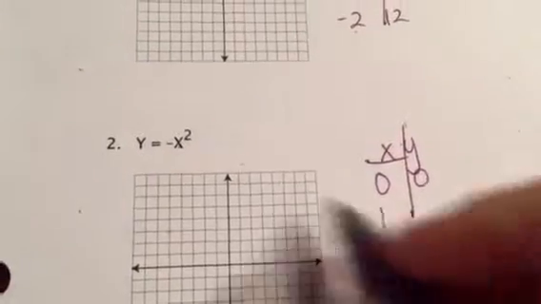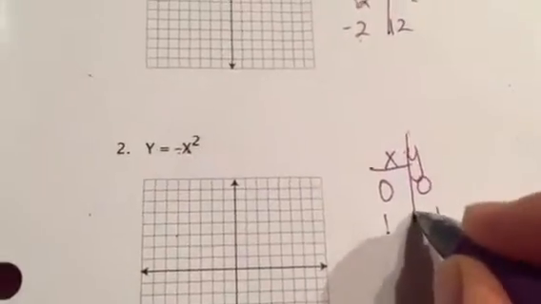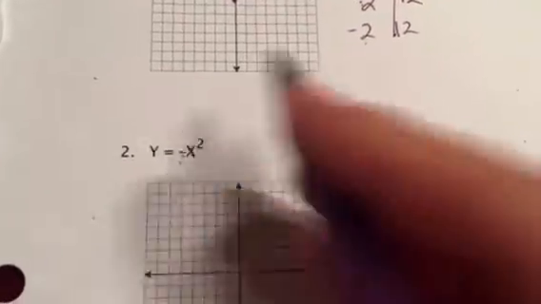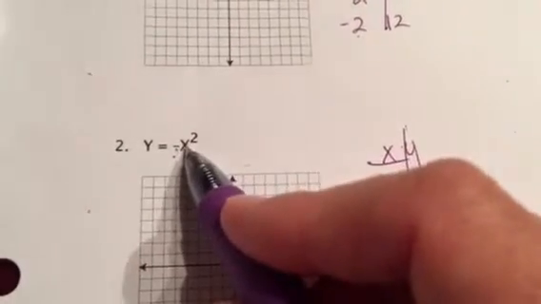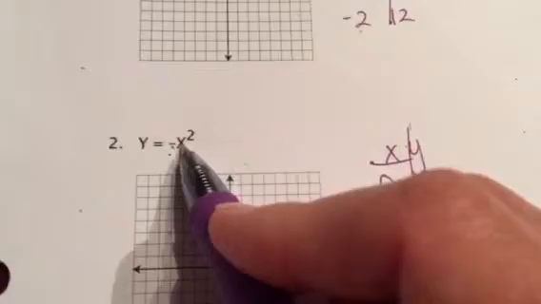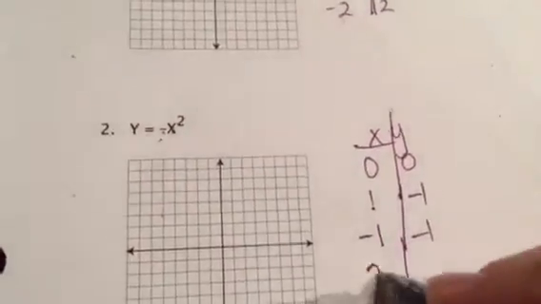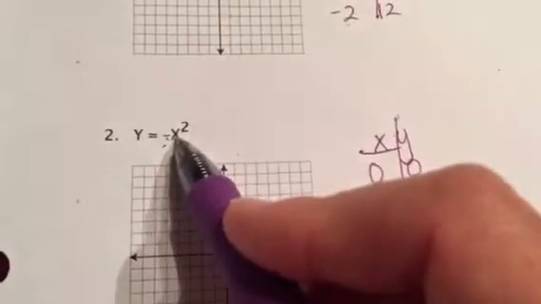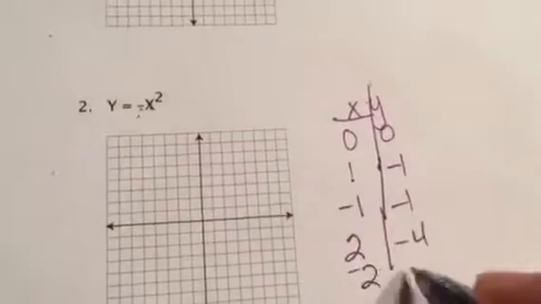If you plug in a 1, notice if you square 1, 1 squared is 1, but there's still a negative sitting out there. Okay? The negative here is not squared. So when you plug in a negative 1 and you square it, negative 1 times a negative 1 is a positive 1, but you still have the negative out front. Okay? And then if you plug in a 2, 2 squared is 4, so it's going to be a negative 4. So this doesn't change at all.